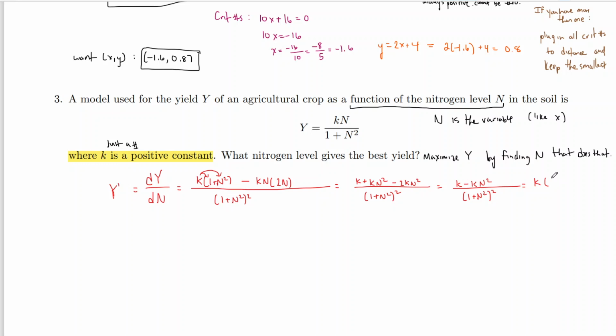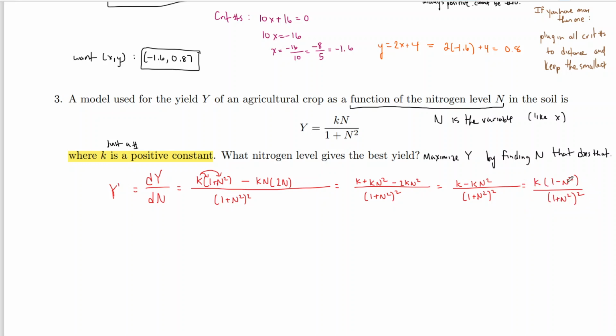So we have k times 1 minus n squared over 1 plus n squared squared. Now that is the fully simplified derivative. So if we want to make super sure that we are going to make the rest of the problem as easy as possible, we have done it.